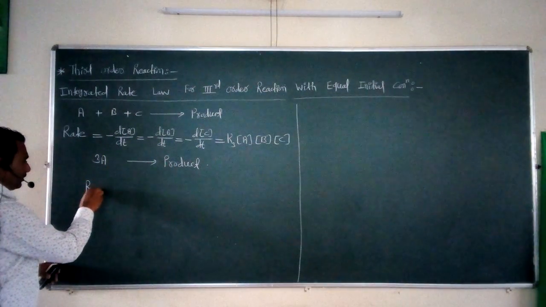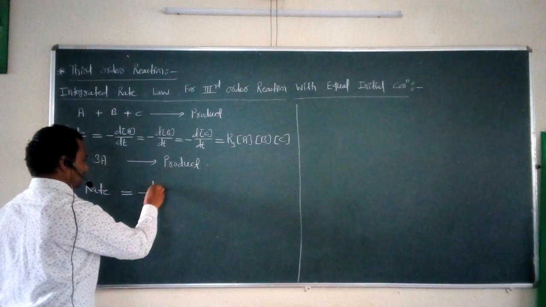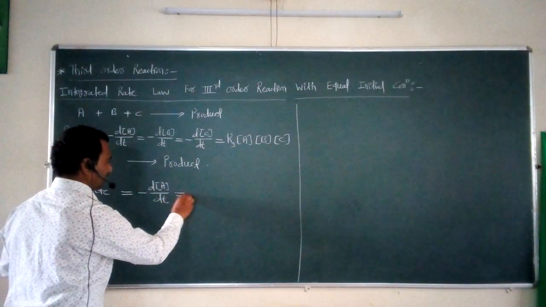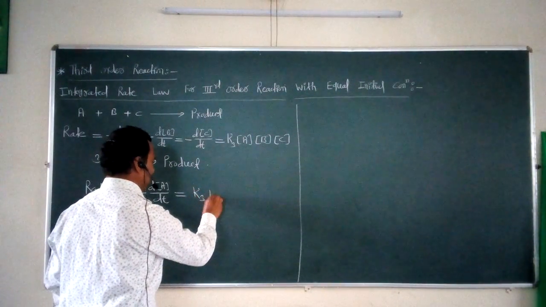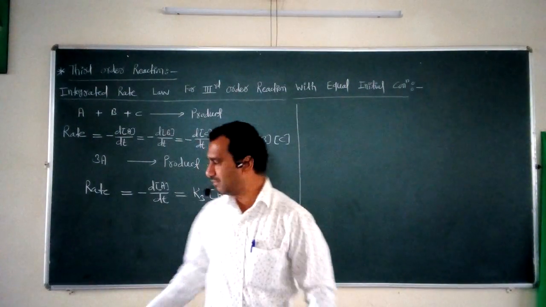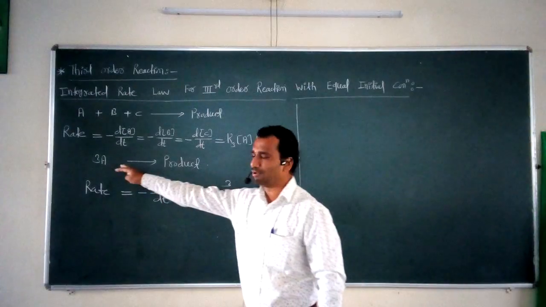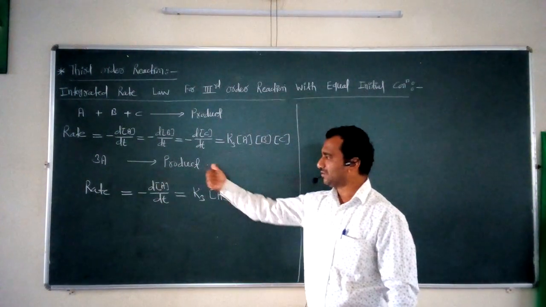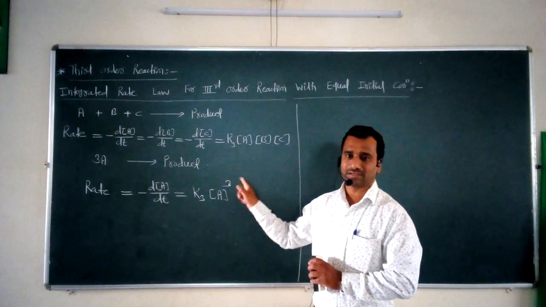rate is equal to minus dA upon dt, minus dA upon dt is equal to the rate constant, that is K3, into concentration of A cube. Now how to take this A cube? Because 3 moles of reactant A are there. So in order to write the rate equation for this particular general chemical reaction, we have to take here K3 into concentration of A cube.